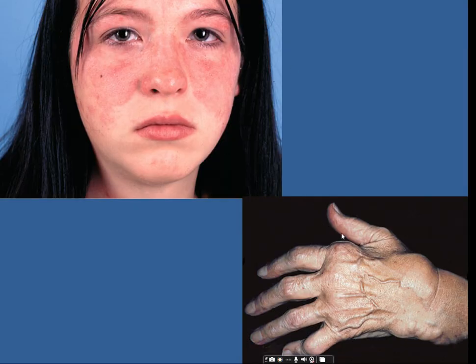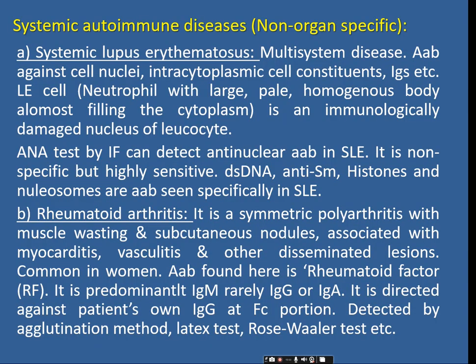And the most common nowadays is rheumatoid arthritis. You know, right? So you search for the rheumatoid factor. It is predominantly IgM, and in very rare conditions you can see IgG and IgA in the patient serum. It can be detected by latex agglutination or agglutination test, and the Rose-Waller test, particular for rheumatoid arthritis.